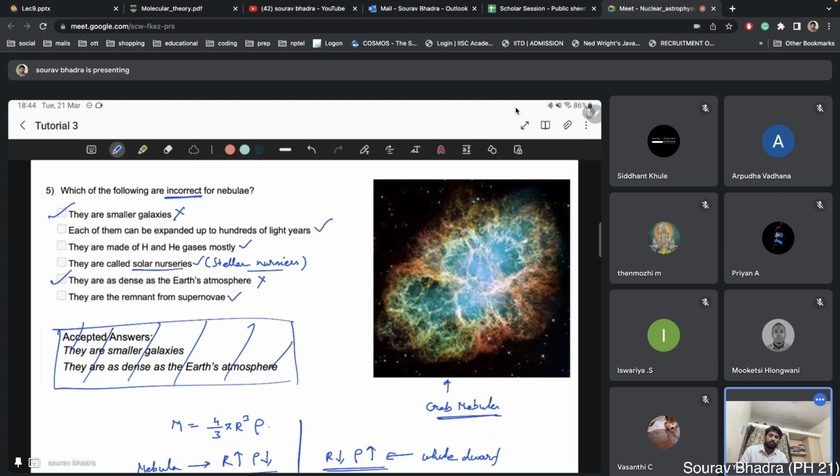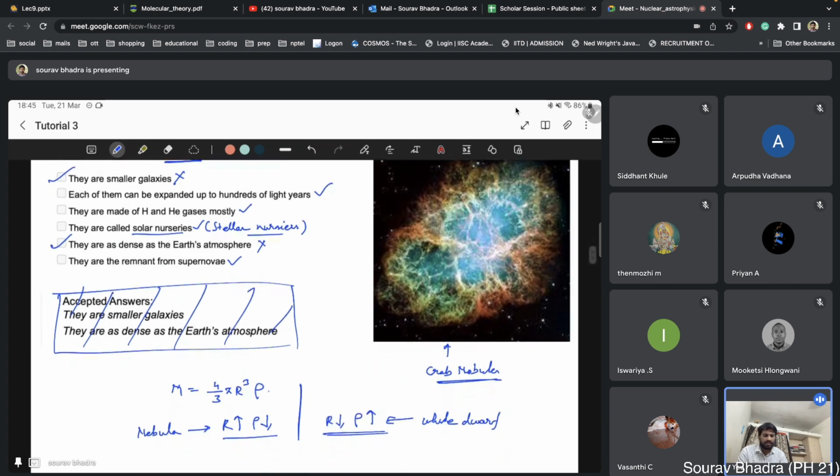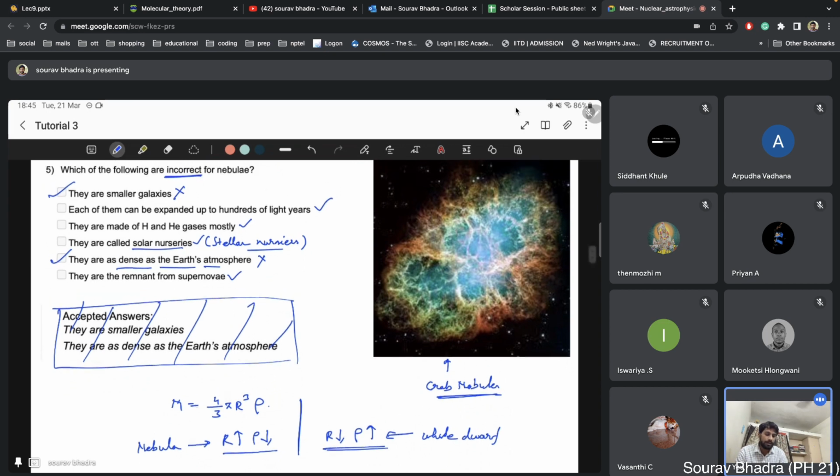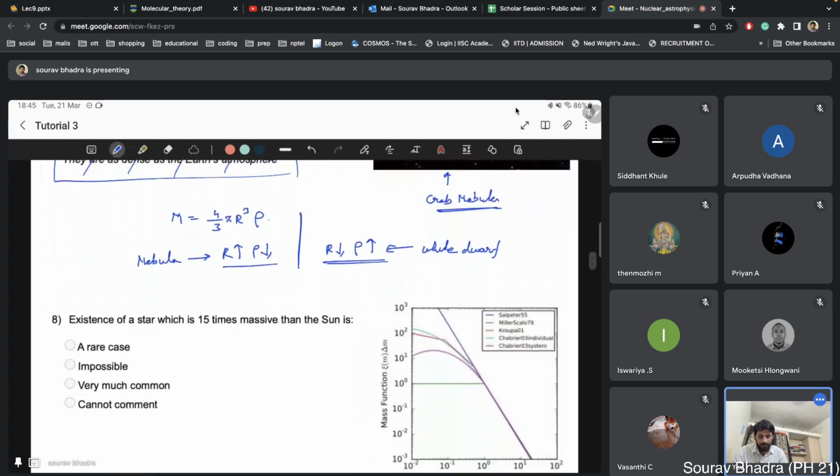That they are smaller galaxies is entirely false, and that they are as dense as Earth's atmosphere is also false. I cannot exactly remember the Earth's atmosphere density, if I remembered that, then I could compare it. Just remember that our Earth's atmosphere is much denser than the nebula. Okay, so it was a theoretical question.